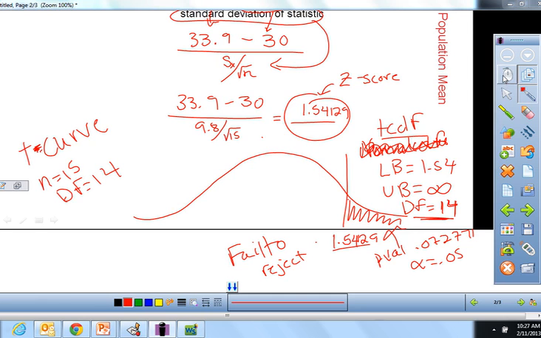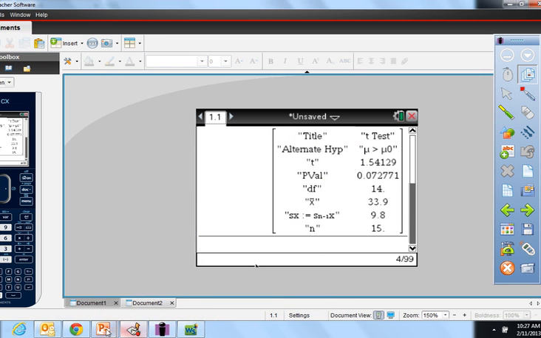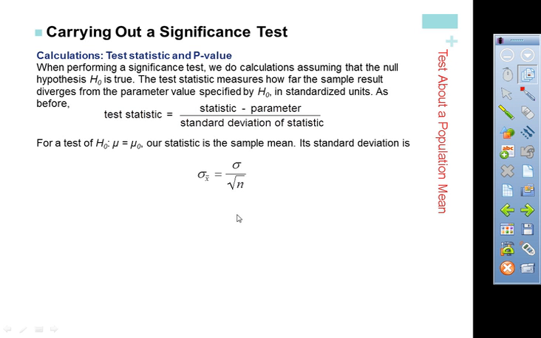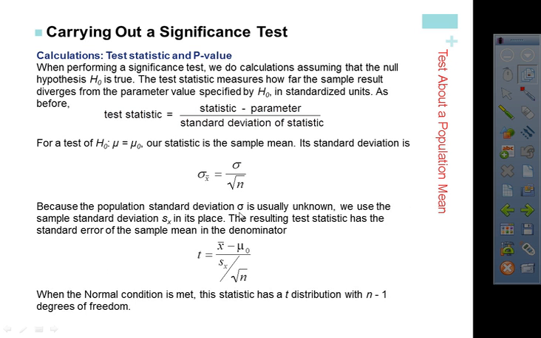Alright, so let's look at how the PowerPoint unfolds for this. So they show you that normally we reduce the standard deviation over n. Because we don't know the population standard deviation, we have to use the sample standard deviation. So they're showing you this is where your t-statistic comes from, which I just showed you.